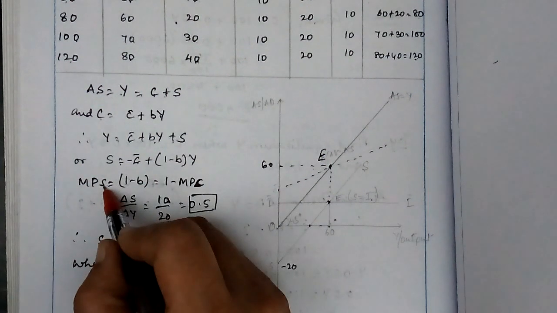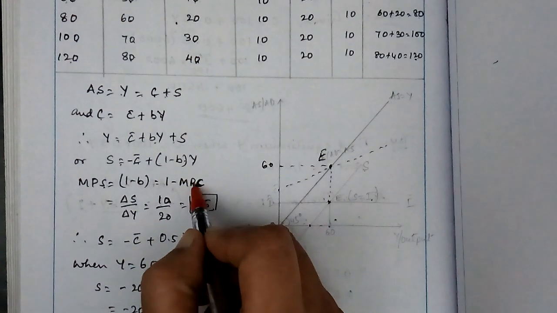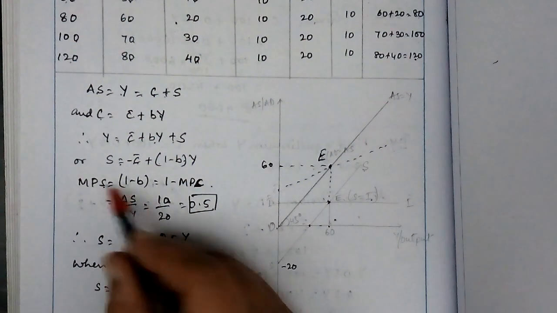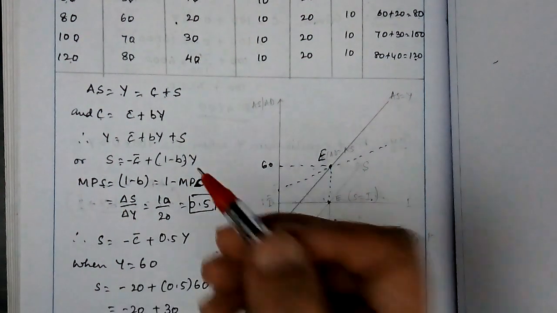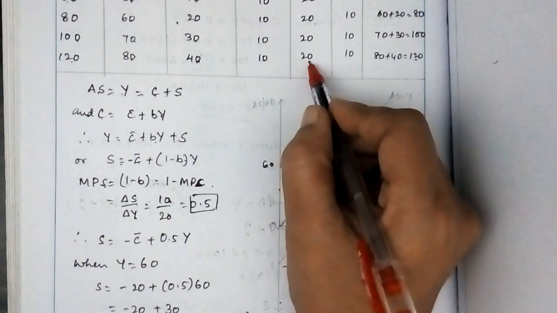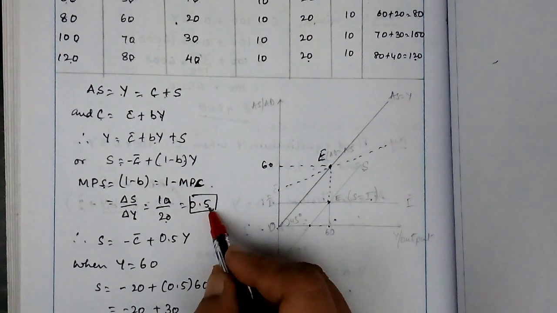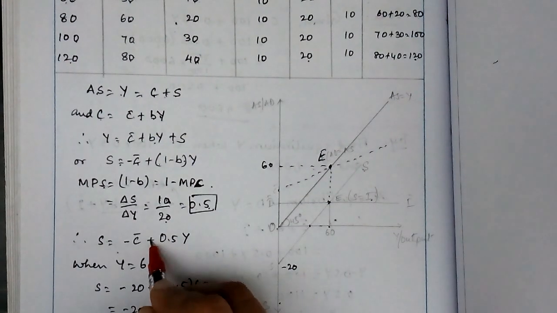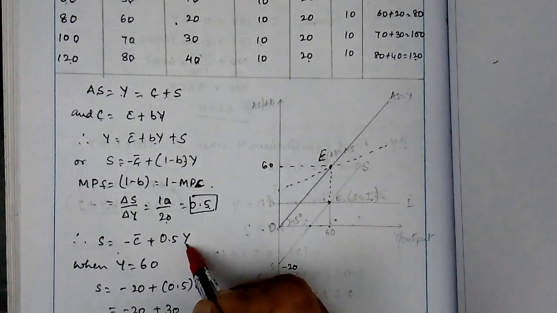Now MPS, or slope of the saving curve, is equal to 1 minus B. This B is MPC. So 1 minus MPC. In other words, the slope of the saving curve is equal to delta S by delta Y. Now delta S, or change in savings, we saw was 10 and change in income was 20. So 10 by 20 gives us 0.5. Therefore S is equal to minus C bar plus 1 minus B, which is 0.5, so 0.5 of the income.